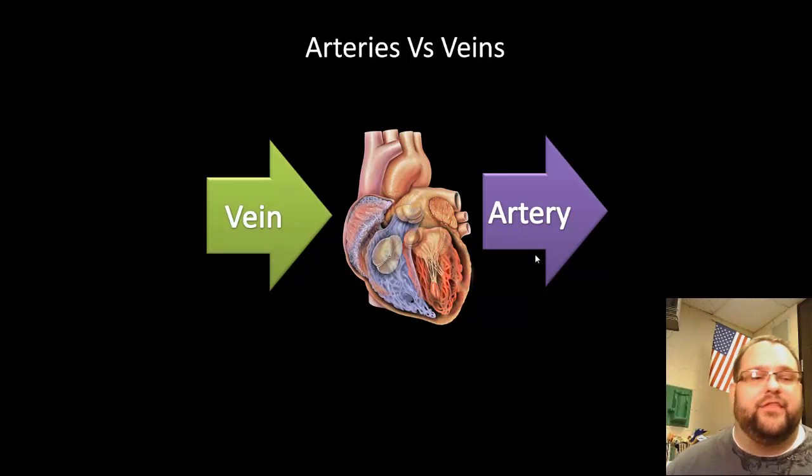Now, because of this, they have wildly different anatomy. Arteries have to be thick. They have to be able to withstand a lot of pressure caused by the heart, because the heart's pumping blood really strong through arteries. But by the time it gets back to the veins, there's very little blood pressure. Most of that blood pressure is diffused in the capillaries. So by the time it reaches the veins, they don't have to be strong to hold all the blood pressure.